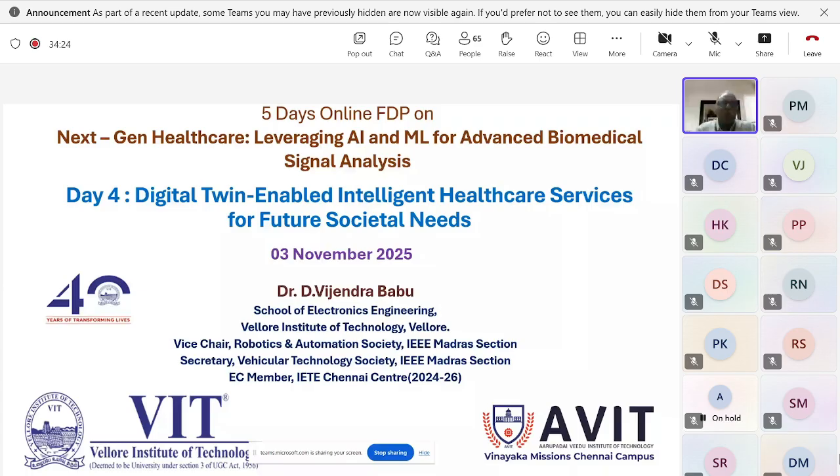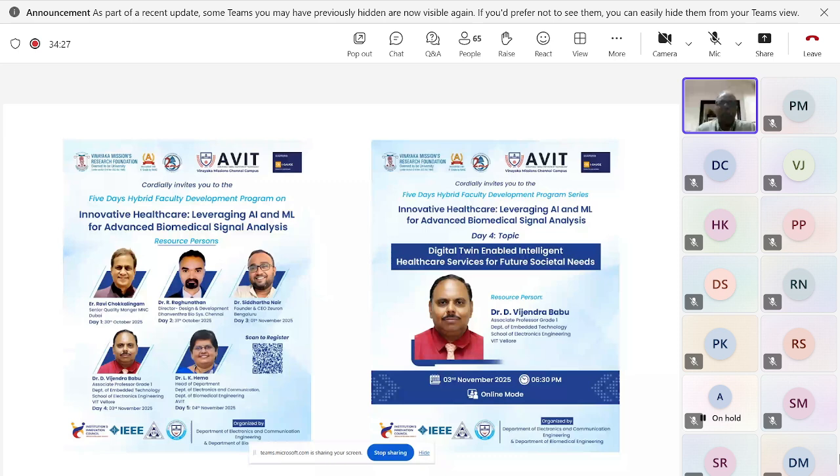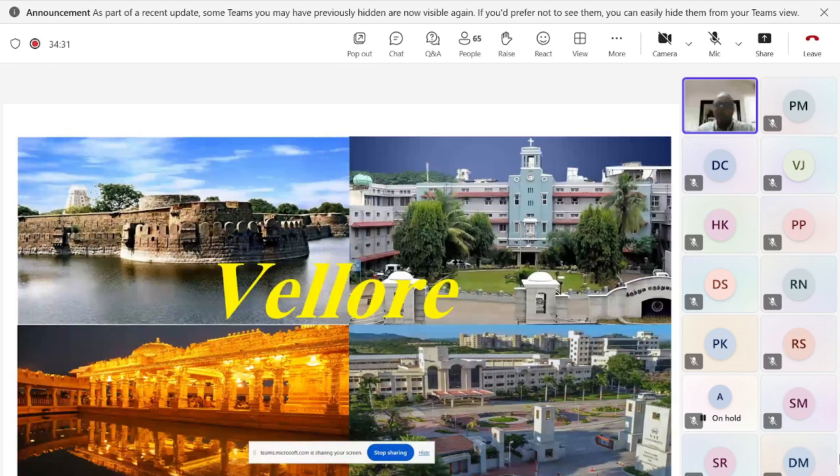So I get on to this topic, and prior to that, I need to explore about my institution where I belong to. As we all know, Vellore is famous for many scenarios, and one is the fort, which is the start point of our Independence Day. Then the famous CMC Vellore. Then the Golden Fort, the Golden Temple. Then our institution, which is more recognized around the world. And these are a few credentials about our university, which I want to share with you.